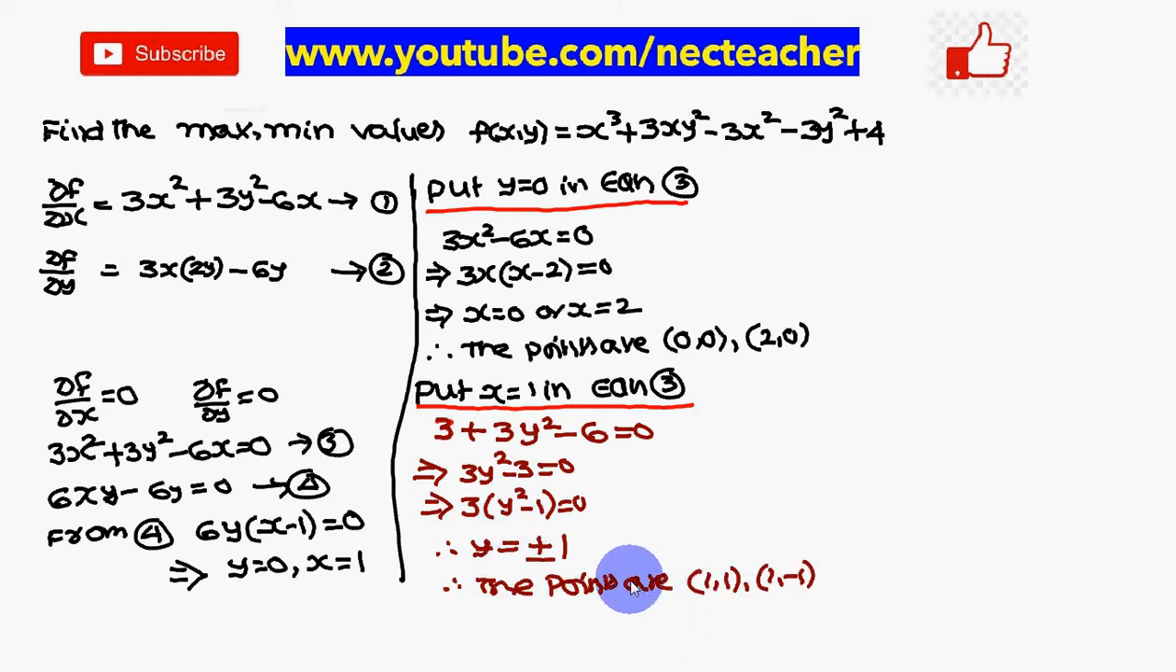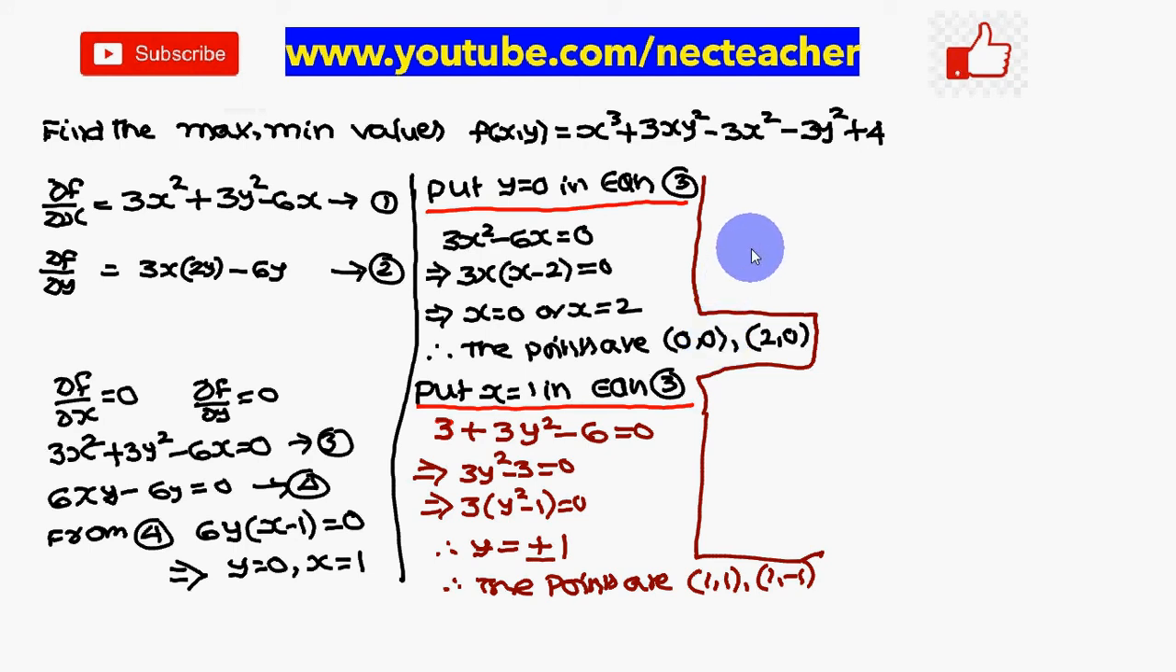Then what are the points? (1, 1) and (1, -1) are the points. Therefore, how many points did you get? 4 points: (0, 0), (2, 0), (1, 1), (1, -1). What we have to do is check the maxima and minima at each point.